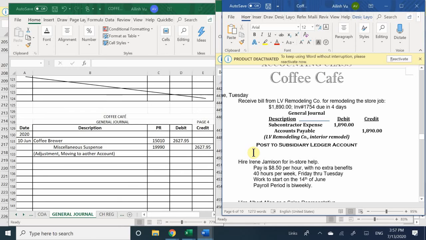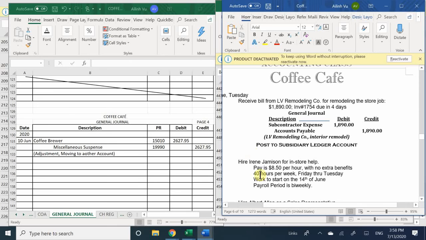Okay, they're not going to give us a percentage on it. They don't have to because we hired them for the job. Why would they give us a discount? So a bill is a bill. Here they're saying it's going to be due in 4 days. So now I'm going to label this as a subcontractor expense because they did some labor. They worked on our location. Because it is an independent contractor, I'm going to say it's a subcontractor expense for $18.90.